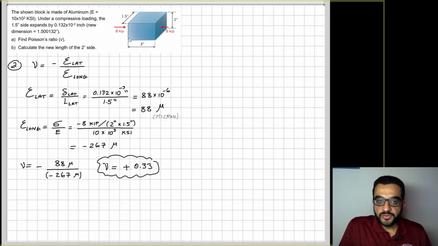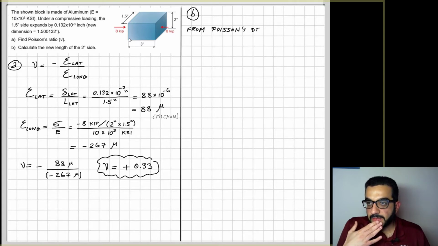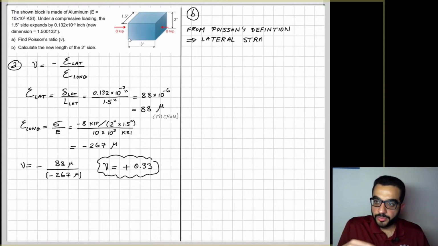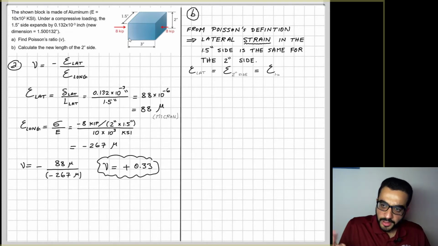All right, so we finished part A. Now part B is trying to figure out the new length of the 2-inch side. All right, what do we know about an isotropic material that's under load? There are some transverse strains happening. One thing I know is that the lateral strains happening in both lateral directions are equal. Strain, not deformation. So epsilon lateral will equal the strain that happens to the 2-inch side, which will equal the strain that happens to the 1.5-inch side.